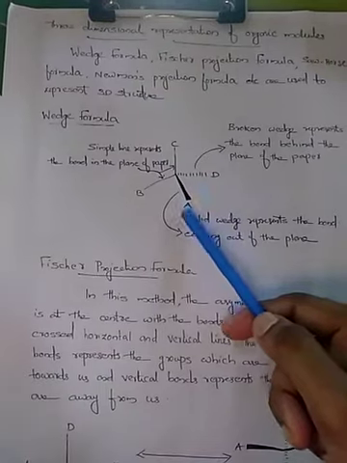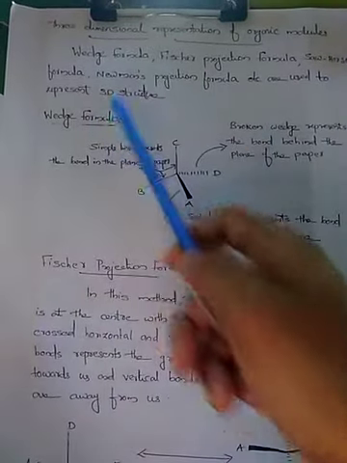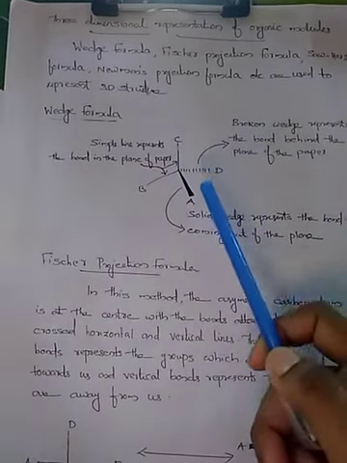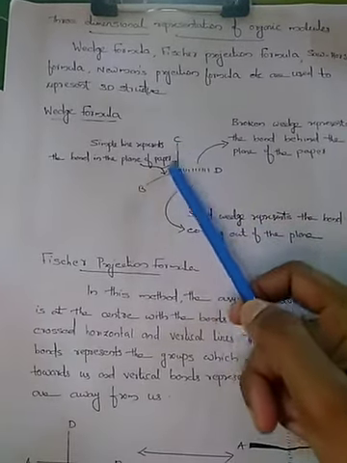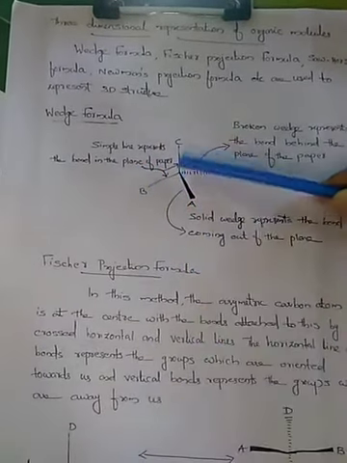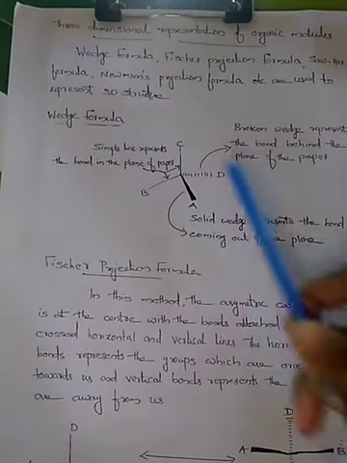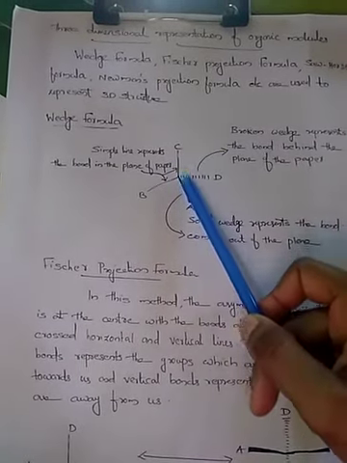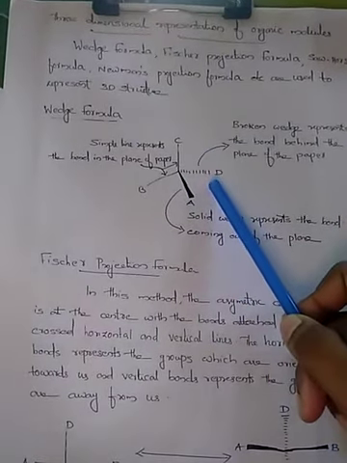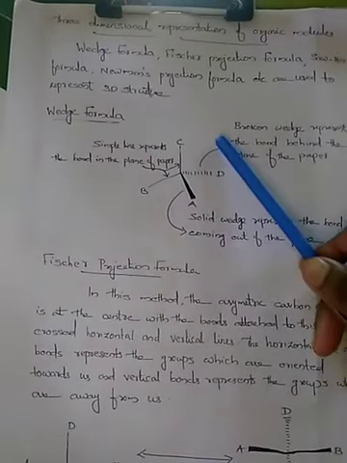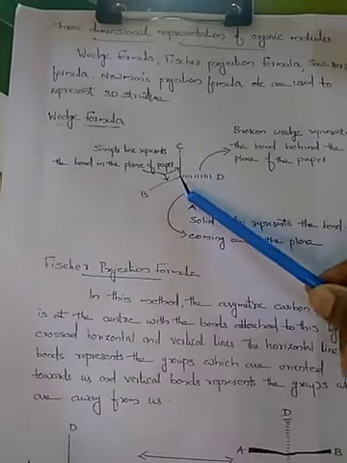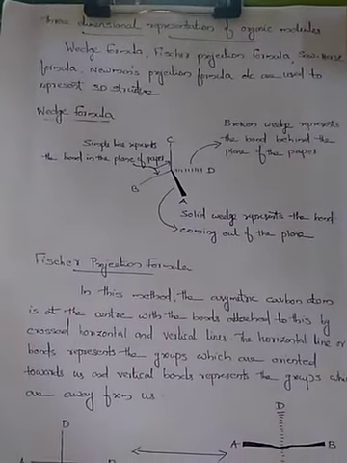So once again I am repeating, in wedge formula there are three different kinds of bonds. The first type is the symbol line, which represents the bond in the plane of the paper. Then the darkened line represents the bond coming out of the plane, and this dotted line represents the bond behind the plane of the paper. So when I am saying this, you think about the 3D structure of a molecule. That means the molecule is situated in the atmosphere.